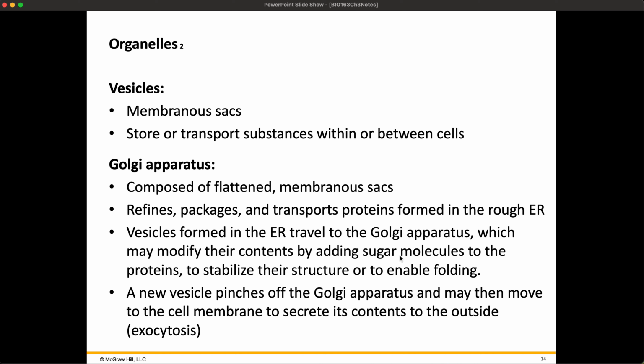They can add sugar molecules to the proteins that help to stabilize their structure and enable folding. If you remember, proteins are required to be in a certain folded structure to work. Proteins can't be in a linear structure. They have to have that folded conformation to be able to be active.